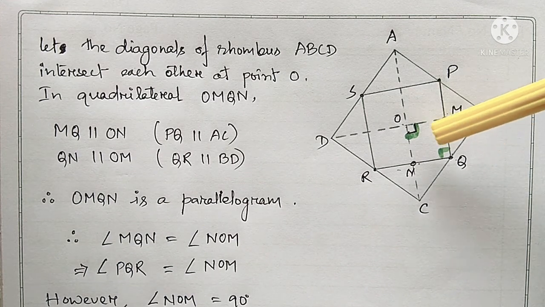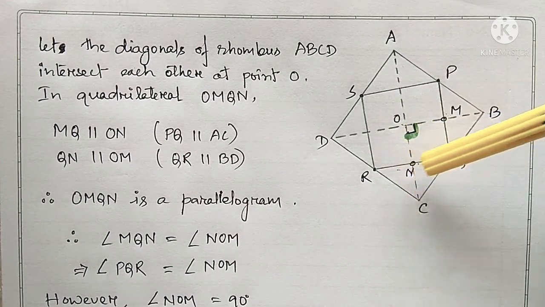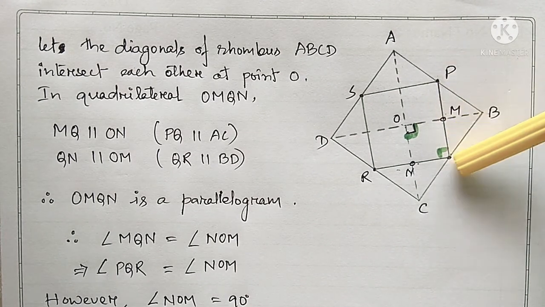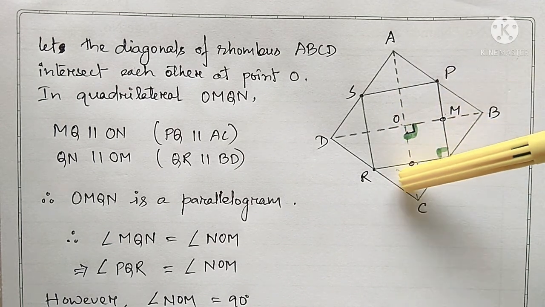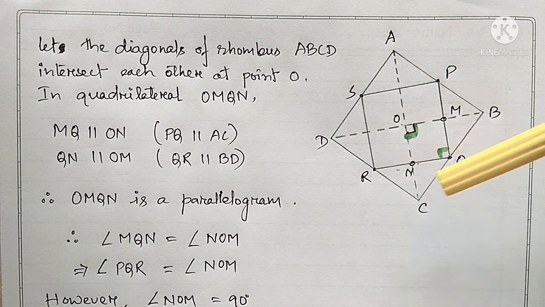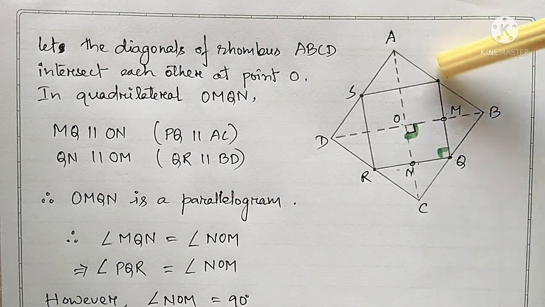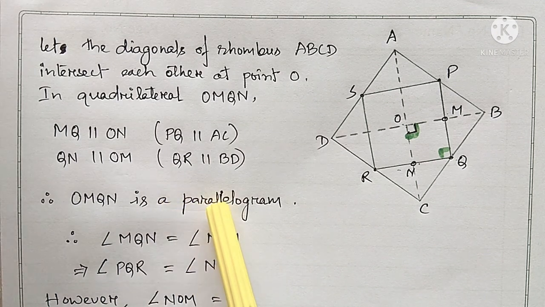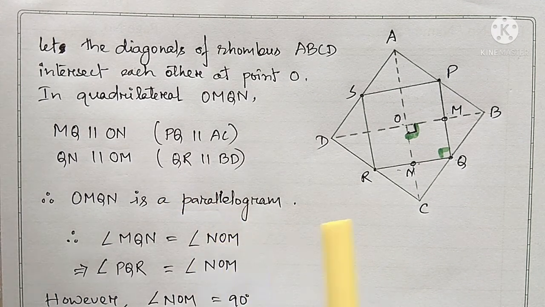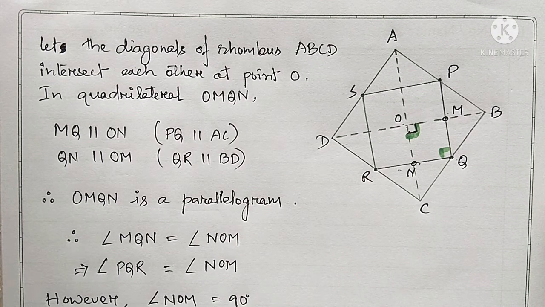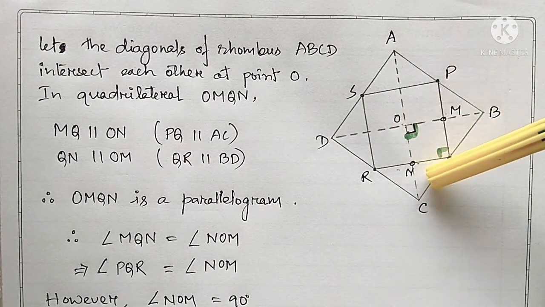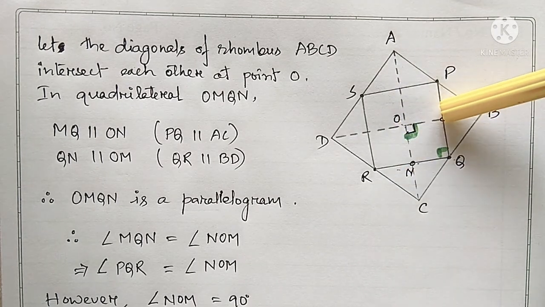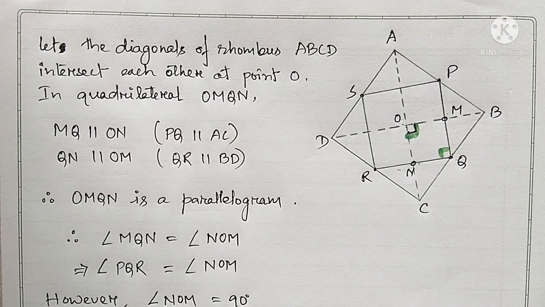So from here what can we say? Because QN is parallel to OM and MQ is parallel to OM, the opposite sides are parallel in this small quadrilateral OMQN. If opposite sides are parallel, then what is the name of this small quadrilateral? It is a parallelogram. OMQN is a parallelogram. In a parallelogram, opposite angles are always equal. So angle OMQ is equal to ONQ, as well as angle NOM is equal to MQN. These two angles are equal.